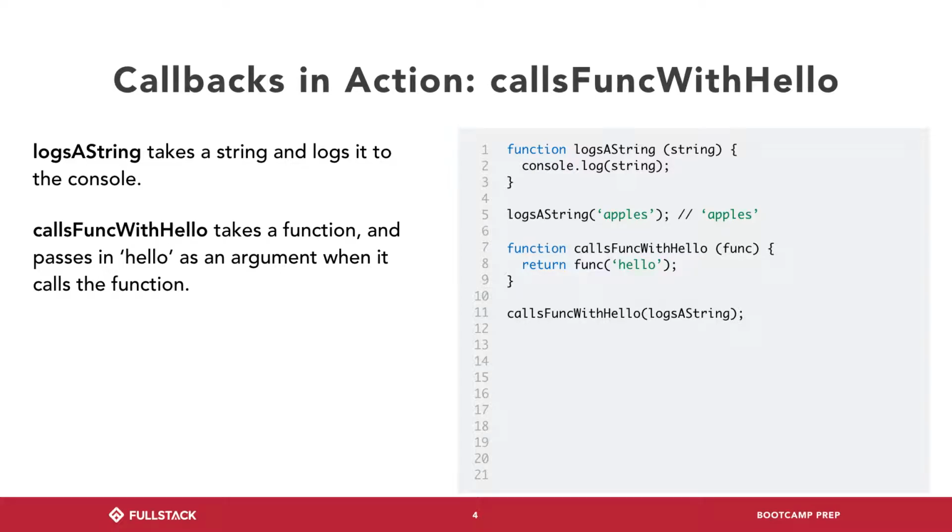Sort of. Well, this is just returning whatever this is going to return, right? So what is func of hello returning? And if we already agreed that func is just the same function as log a string, then the question is, what is log a string returning? The thinking is, if log a string said return 1, then calls func with hello would return 1. If it's not returning anything, then it should return undefined. That's how I'm thinking.